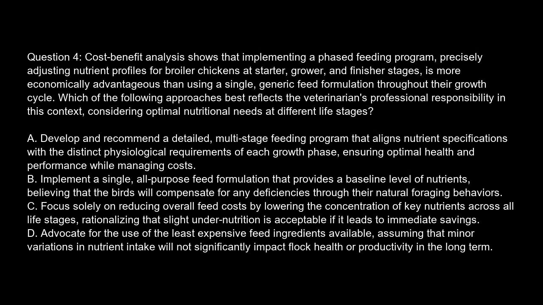Option B. Implement a single, all-purpose feed formulation that provides a baseline level of nutrients, believing that the birds will compensate for any deficiencies through their natural foraging behaviors. Option C. Focus solely on reducing overall feed costs by lowering the concentration of key nutrients across all life stages, rationalizing that slight undernutrition is acceptable if it leads to immediate savings. Option D. Advocate for the use of the least expensive feed ingredients available, assuming that minor variations in nutrient intake will not significantly impact flock health or productivity in the long term.